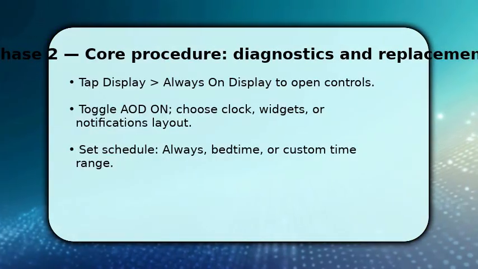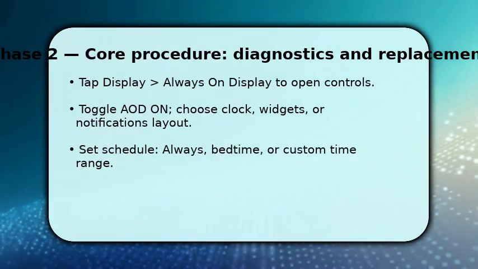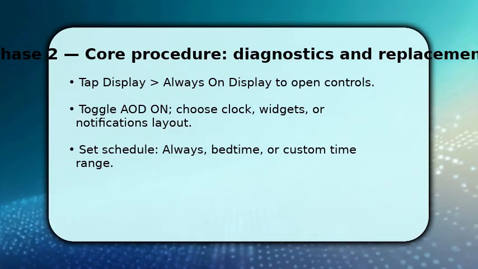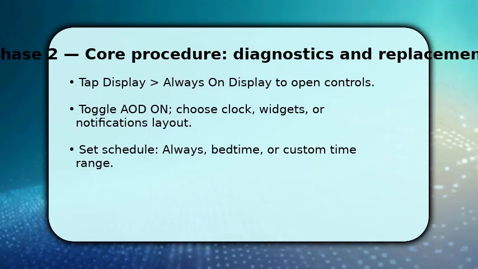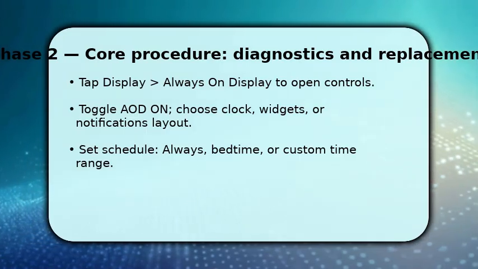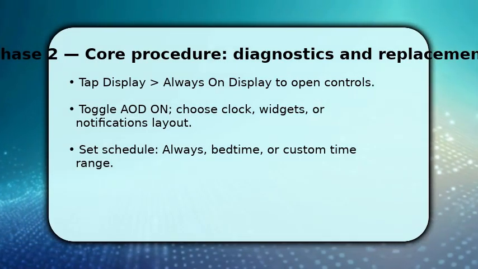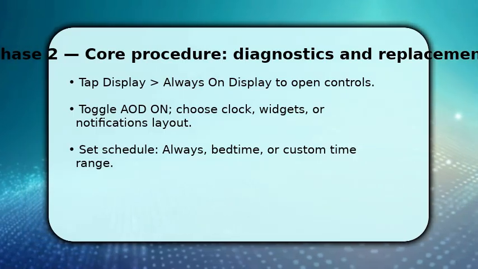Once in display, tap Always on Display to reveal the controls and options. Toggle the switch to turn AOD on. You'll see immediate preview so you know how it looks. Make choices for content. Pick a clock style, add notification icons or small widgets, and select contrast or color.